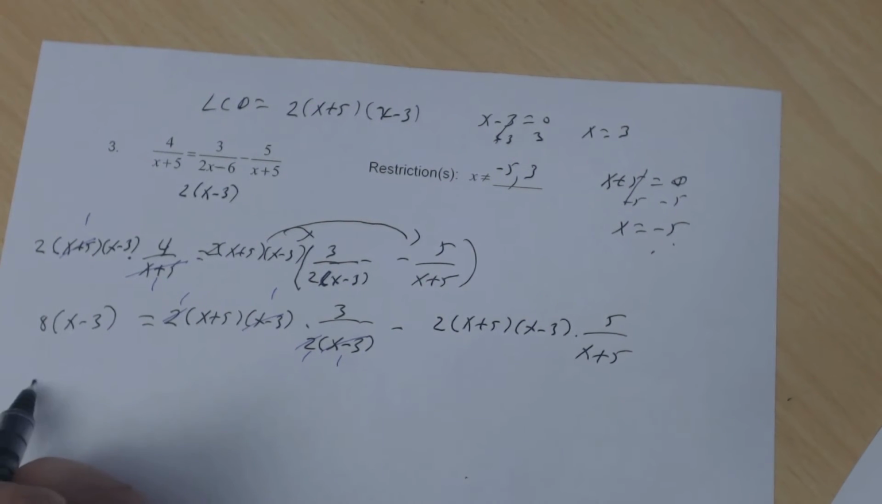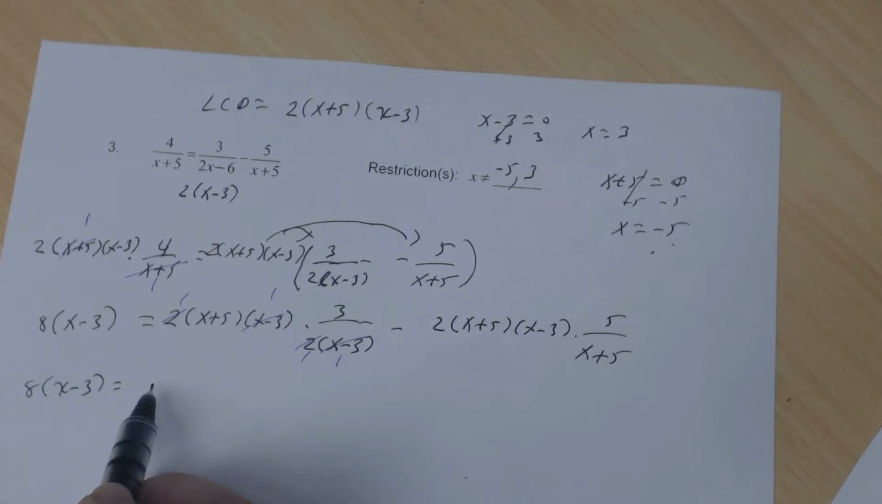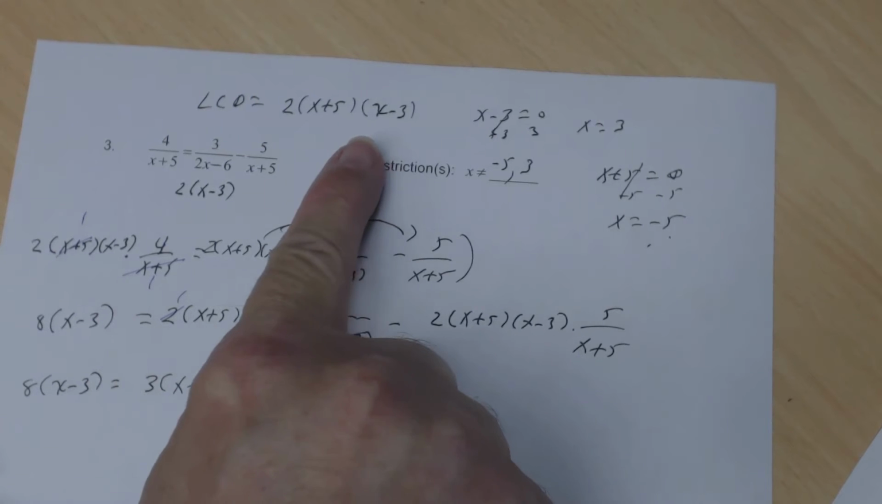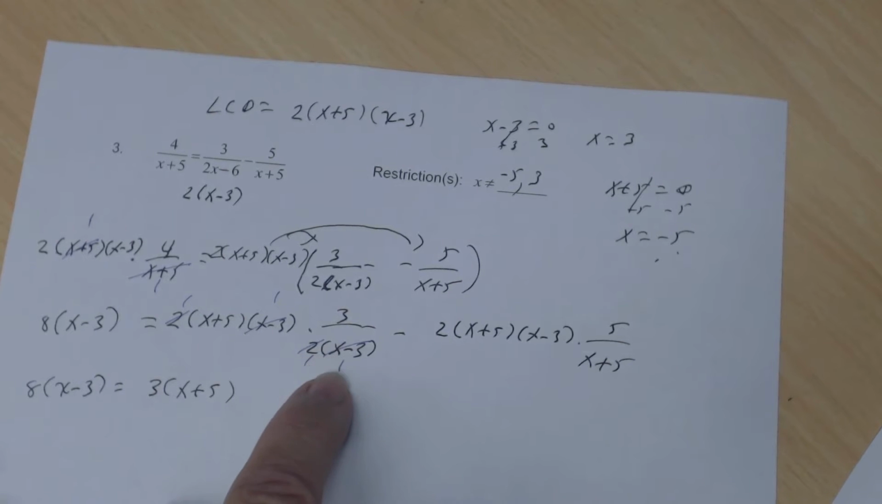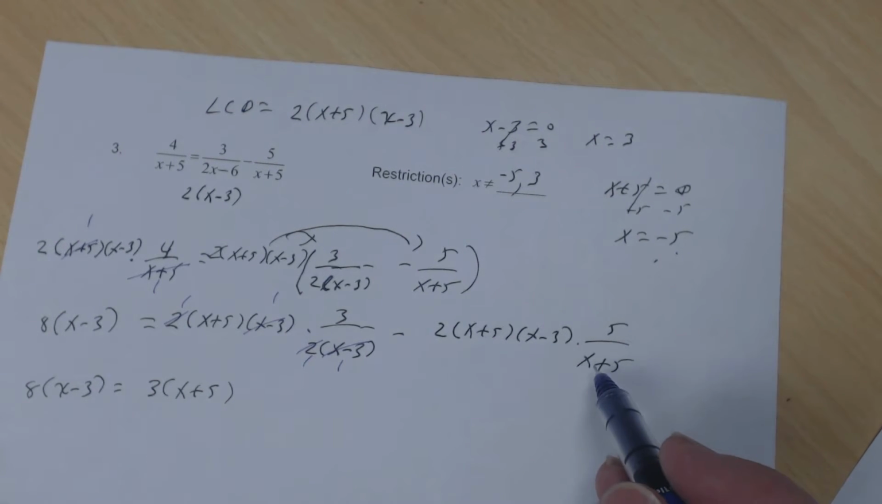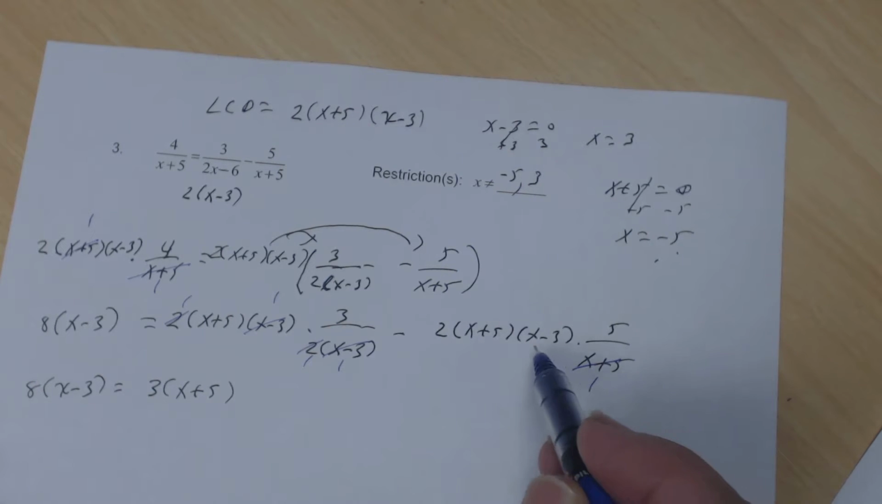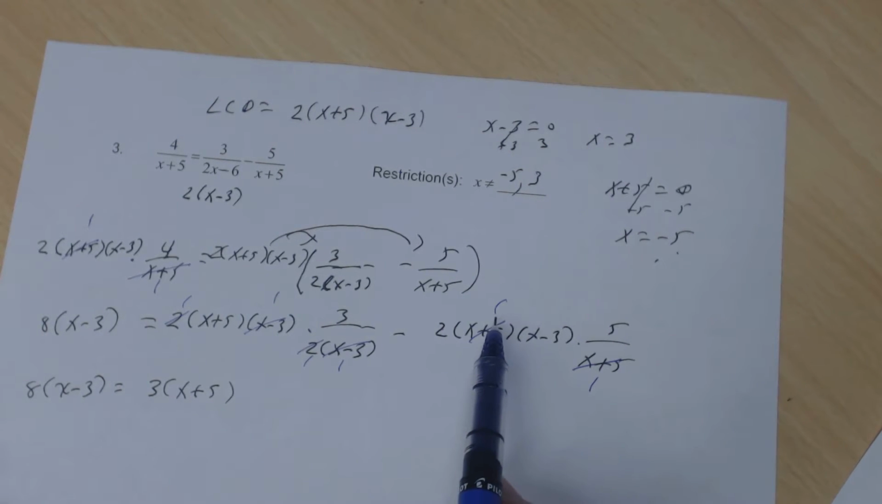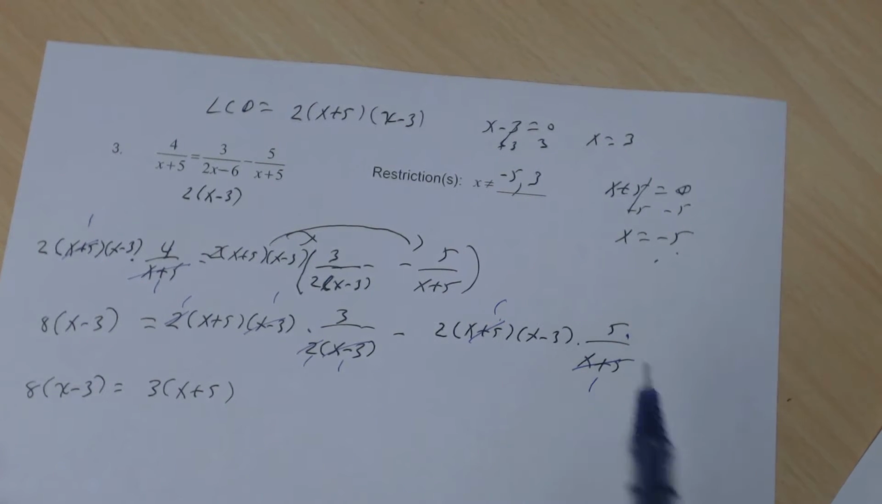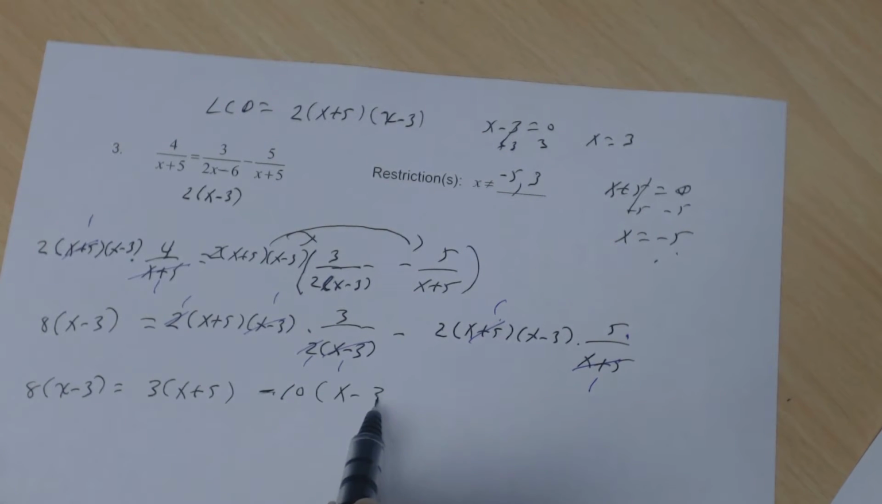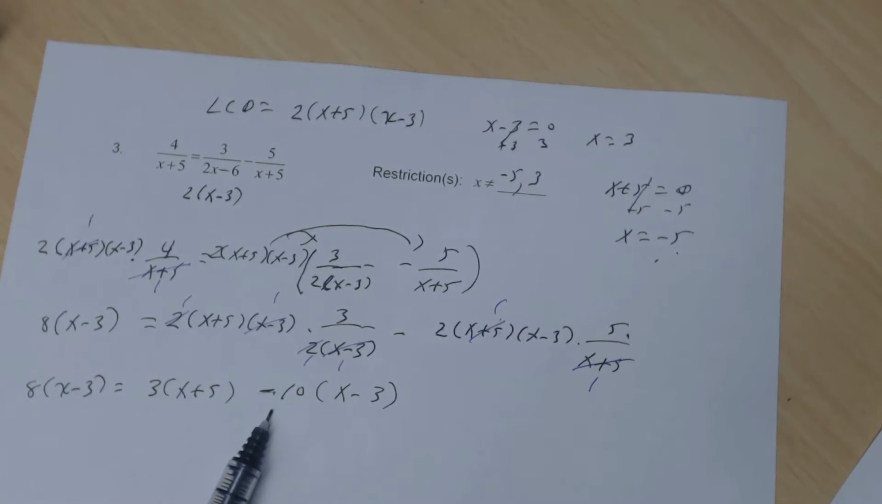So what I have so far is this. I have 8 times x minus 3 equals 3 times x plus 5. Remember, the whole purpose of multiplying by the LCD is to clear the fractions. So notice I have 1's in this denominator, I have 1's in this denominator. And then do the same thing here. X plus 5 into x plus 5. And so I get 2 times 1 times 5 is 10 times this x minus 3. So I get minus 10 times x minus 3. And that's the equation you should have at this point. You need to show this equation.